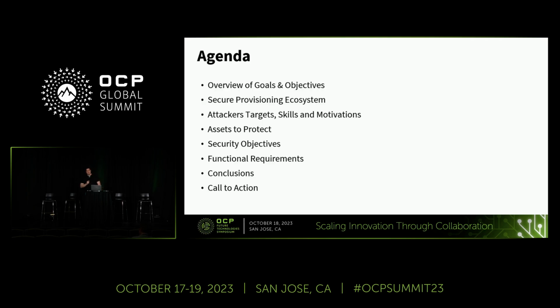So going to start out sort of explaining what do we mean by secure manufacturing, what are the goals, and what is the environment that we need to do this secure manufacturing in. And then sort of provide an overview of who's trying to break it and why, what they're going after, what we're trying to protect, what our goals for protecting those assets are, and some preliminary thoughts on how that turns into functional requirements for manufacturing flows. Then we'll sort of conclude with a call to action.